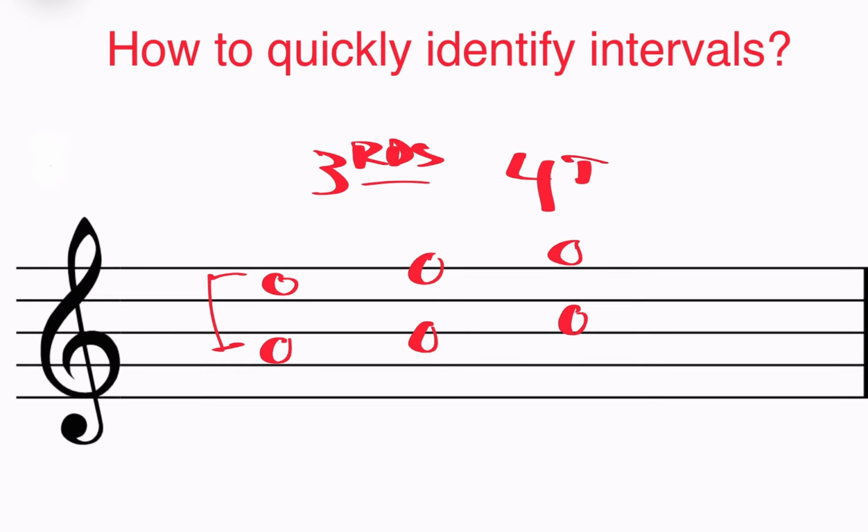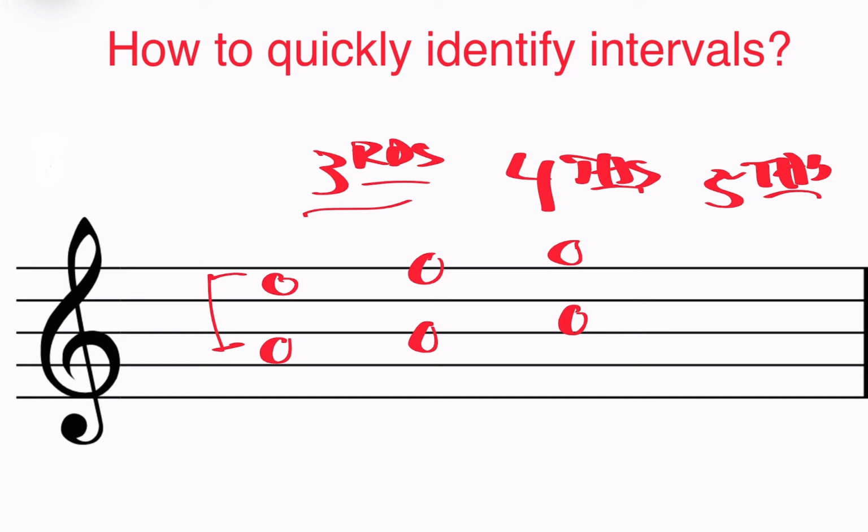Fourths are probably useful. Fifths. Okay, perfect fourths and perfect fifths, major and minor thirds. So in the case of thirds, major thirds are 4 half steps, minor thirds are 3 half steps. Perfect fourths are 5 half steps, and perfect fifths are 7 half steps.